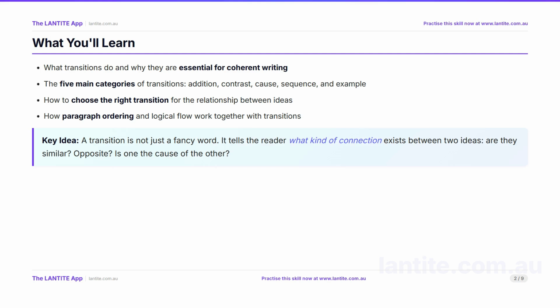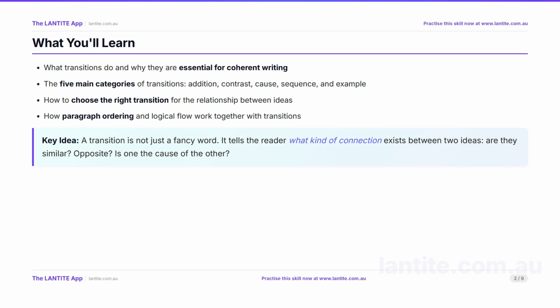Here is what we will cover. First, what transitions actually do and why they are essential for coherent writing. Then, the 5 main categories of transitions: addition, contrast, cause, sequence, and example. We will practice choosing the right transition for the relationship between ideas. And finally, how paragraph ordering and logical flow work together with transitions.